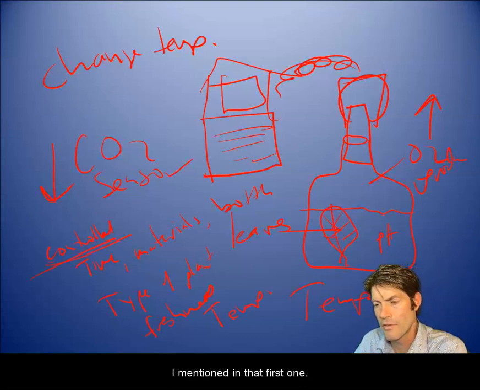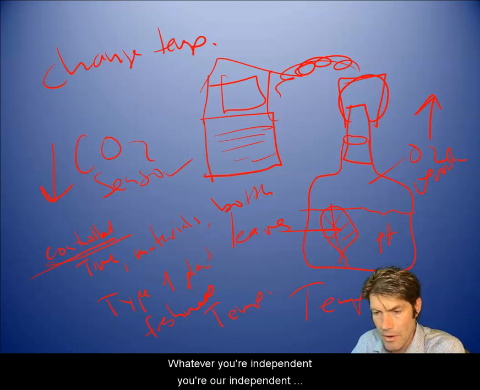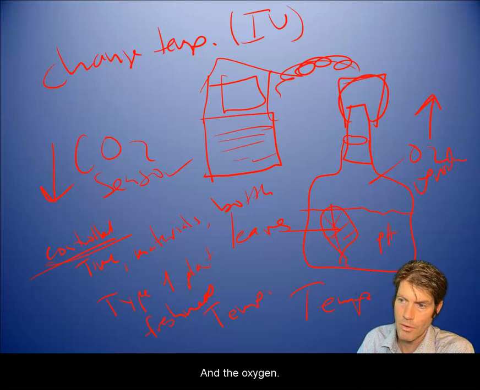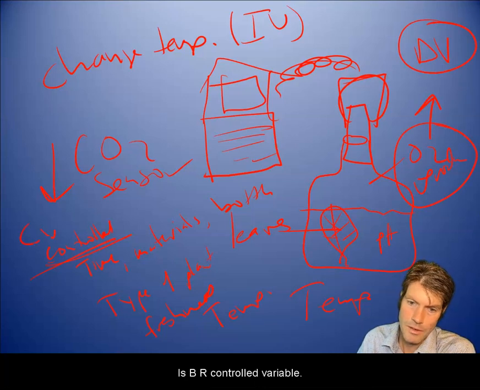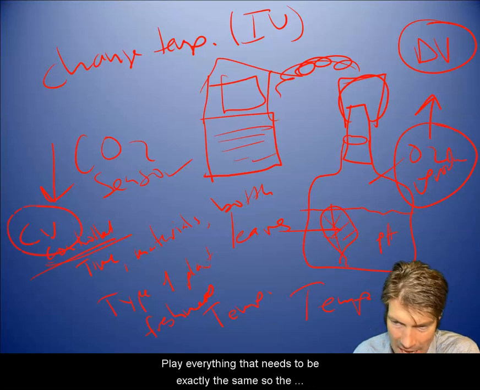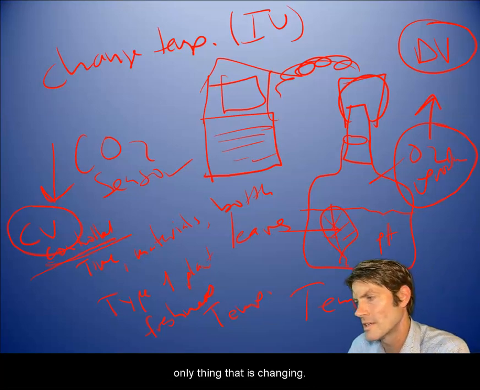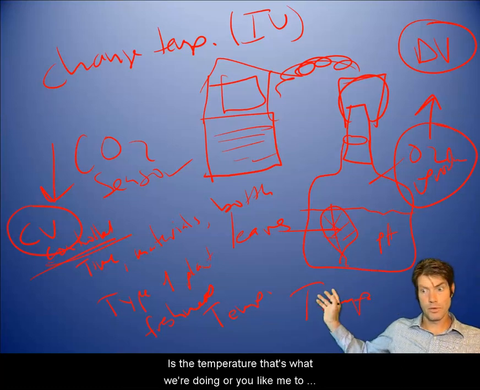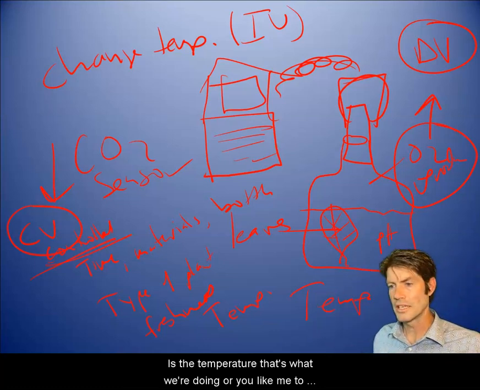That's what I mentioned in that first one. That'd be your independent. Our independent variable would be changing the temperature. And the oxygen produced would be our dependent variable. And over here, these would be our controlled variables. Everything that needs to be exactly the same. So the only thing that is changing is the temperature, if that's what we're doing. Or the only thing that's changing is the pH.